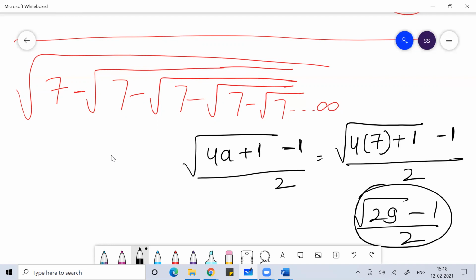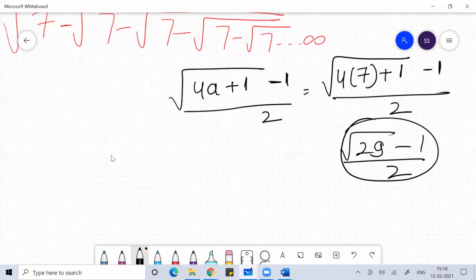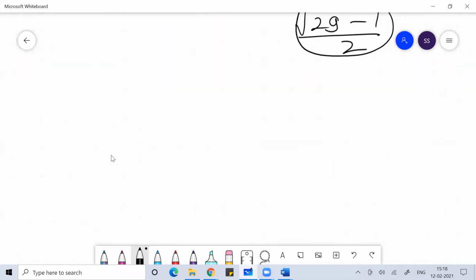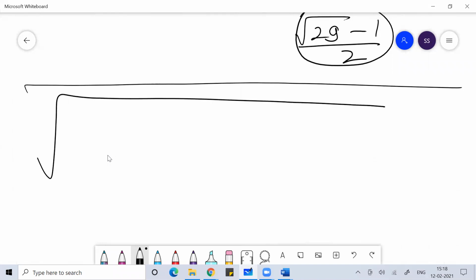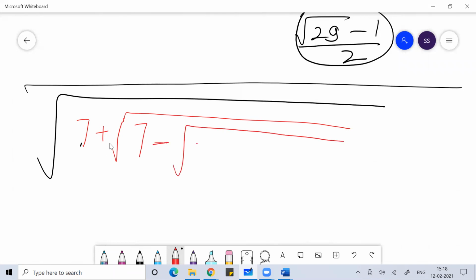Anyone, any doubt? Okay. Now, what happens if you get plus and minus signs all together, like root 7 plus root 7 plus root 7 plus root 7 minus, then again root 7 plus, then again root 7 minus, then again root 7 plus, like this till infinity. Now, how will we get the answer?